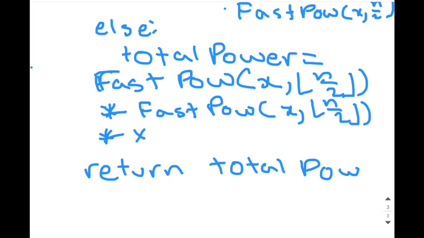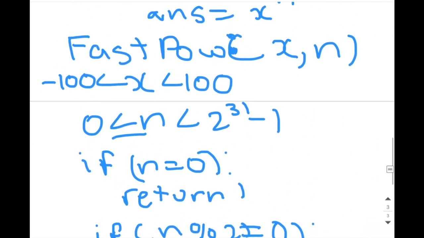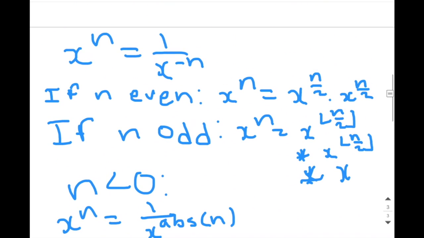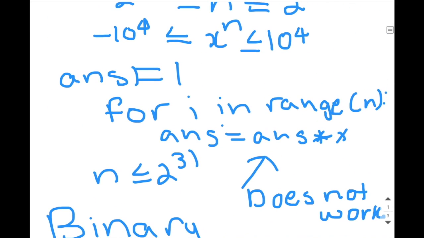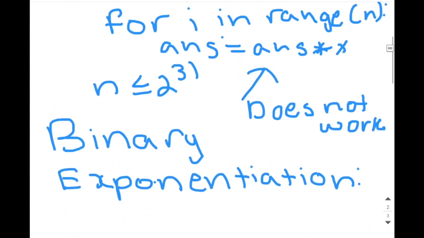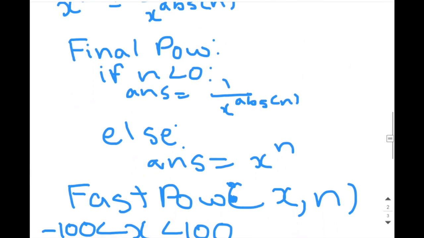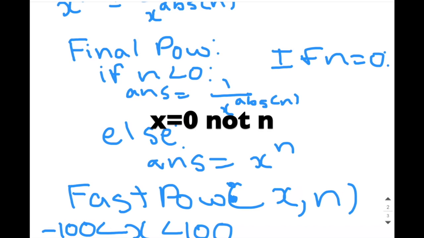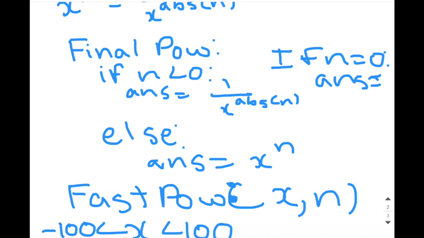However, we did forget about one case at the very beginning in our finalPow. We forgot about the case where x is equal to 0. If x is equal to 0, then x to the n is always going to be 0. So then we'll include that in our finalPow as our case. If x is 0, then we'll always return 0.